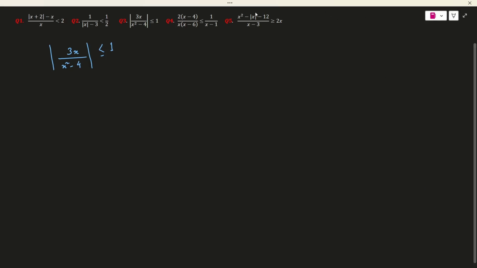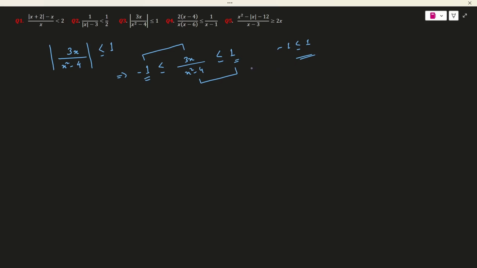All right, so now I know that since mod of something is less than or equal to 1, I can say minus 1 less than or equal to 3x by x square minus 4 less than or equal to 1. Okay, so I will solve these two, and then I will combine. There is no point solving minus 1 and 1, right? Minus 1 less than or equal to 1 is always true, so there is no point solving this. All right, so first I will solve minus 1 less than or equal to 3x by x square minus 4.